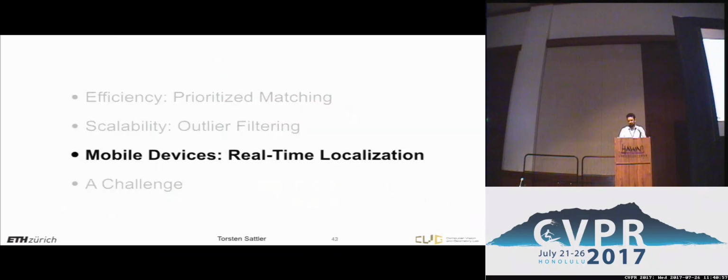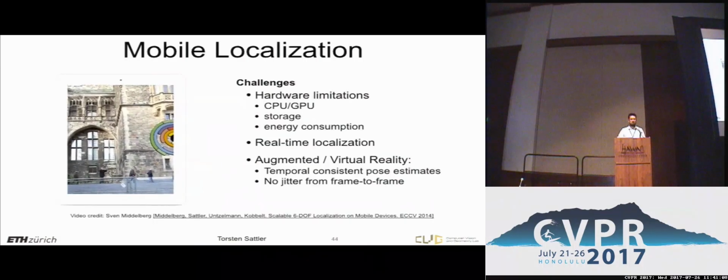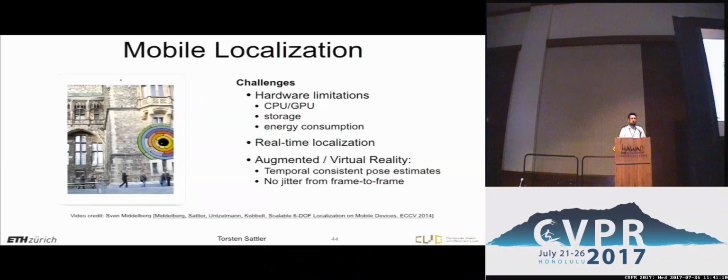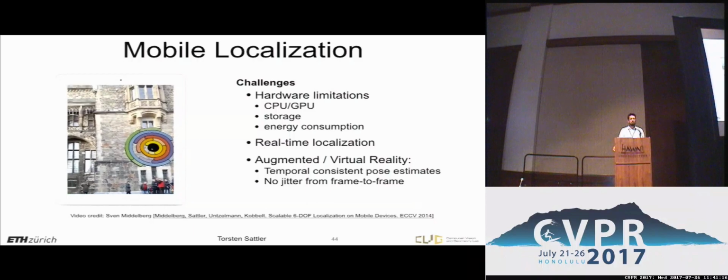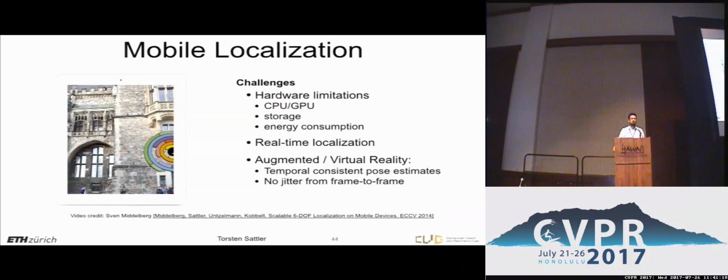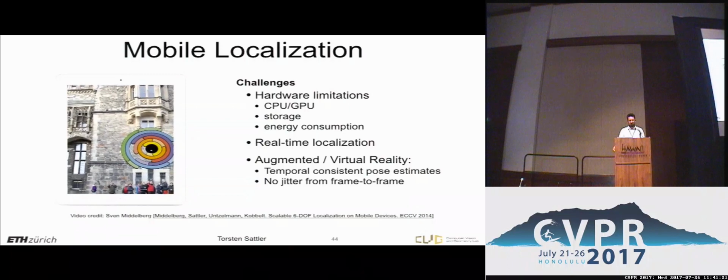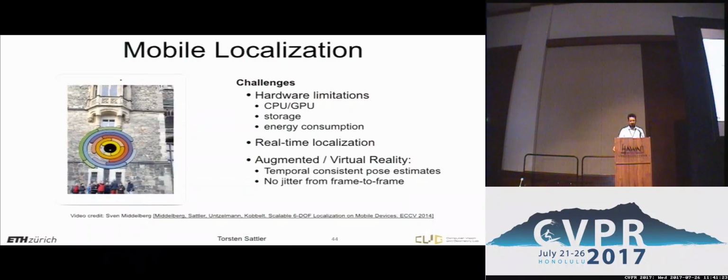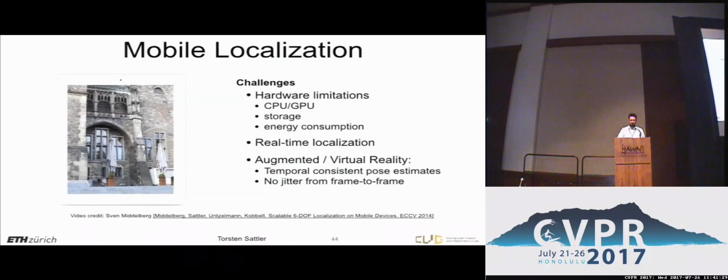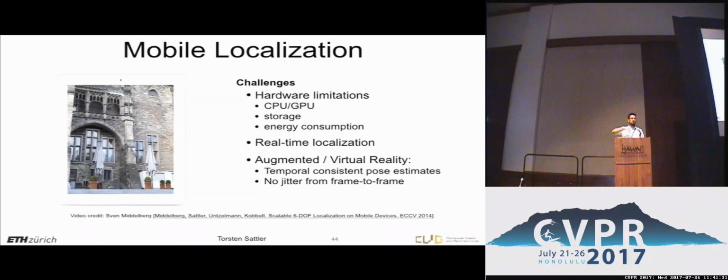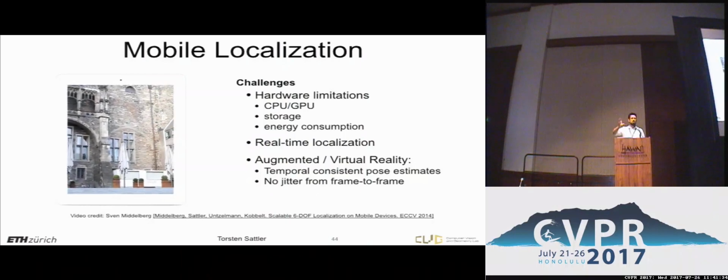Okay, cool. So the second to last topic is real-time localization on mobile devices, where the idea is you would like to do localization on a device that has less CPU, GPU, has less storage, and where energy consumption actually matters. And at the same time you would like to do things in real time. If you do AR, VR, you actually care about spatial temporal consistency, so you don't want your pose to jitter because you have a slightly different estimate.